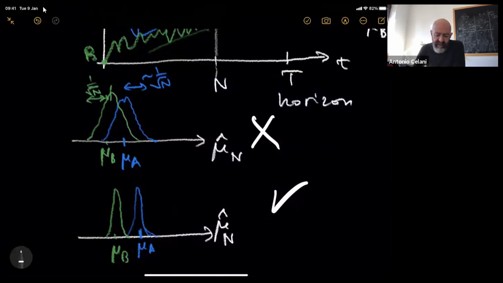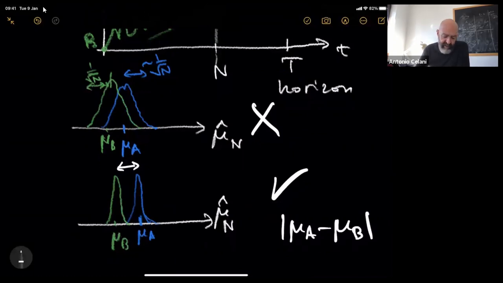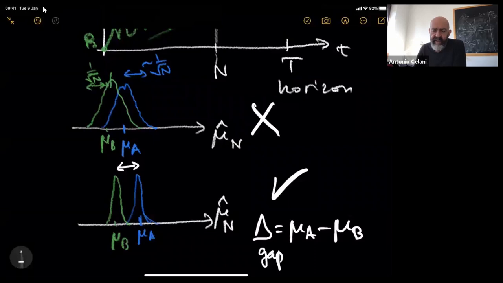Now the problem is that this notion of enough separation depends on this quantity, the difference between mu A and mu B, whichever is the largest; in this case, A is larger than B. We can put it without absolute values, and call this object the gap. So there is some sort of circular thinking: I should stop when the two distributions are far enough with respect to a gap that I don't know yet. But if I knew the gap, I would know what decision to make. So this kind of algorithm, explore then commit, has one issue: it requires previous knowledge about what the distributions would be.